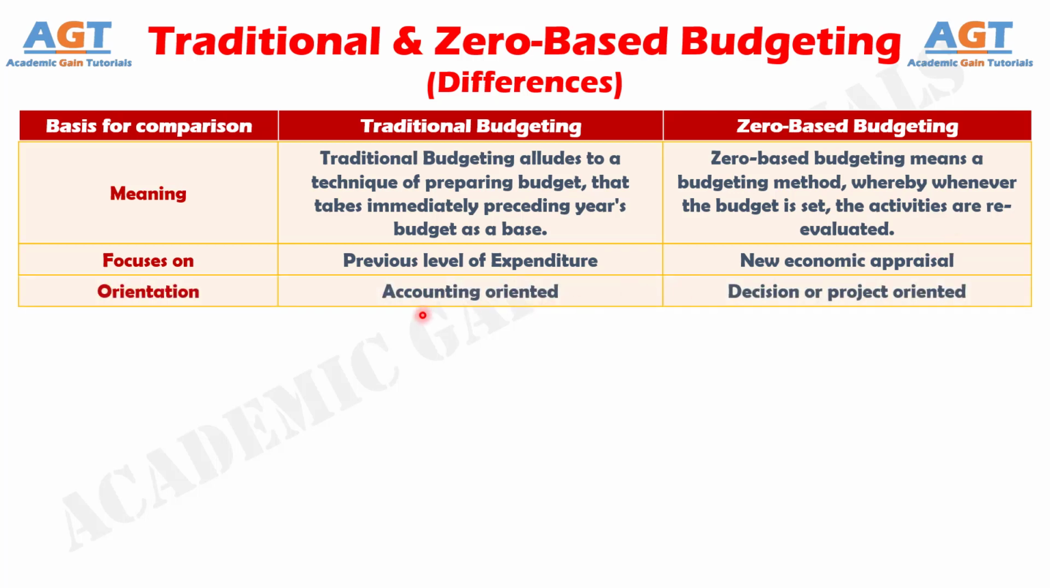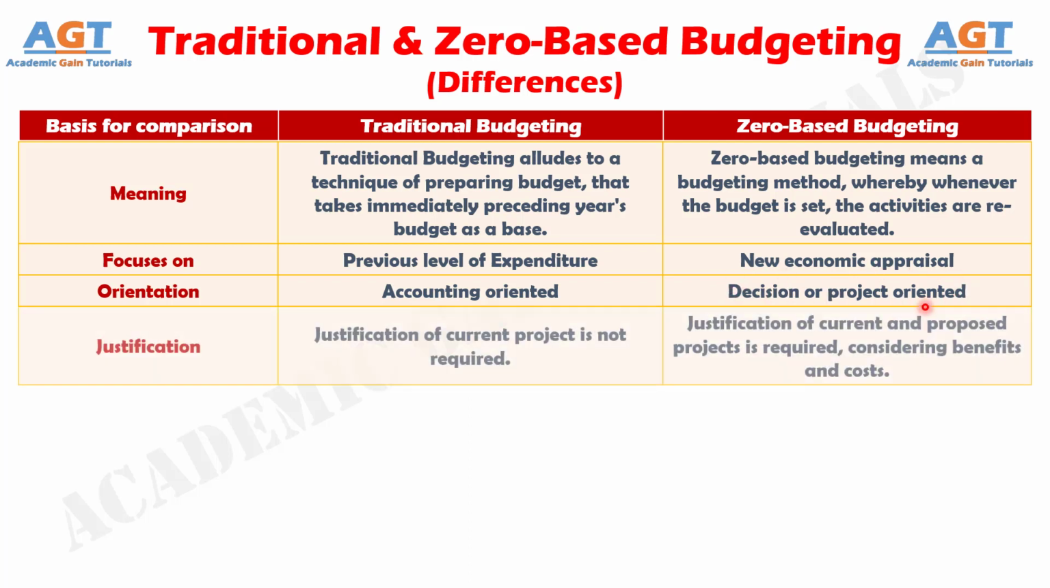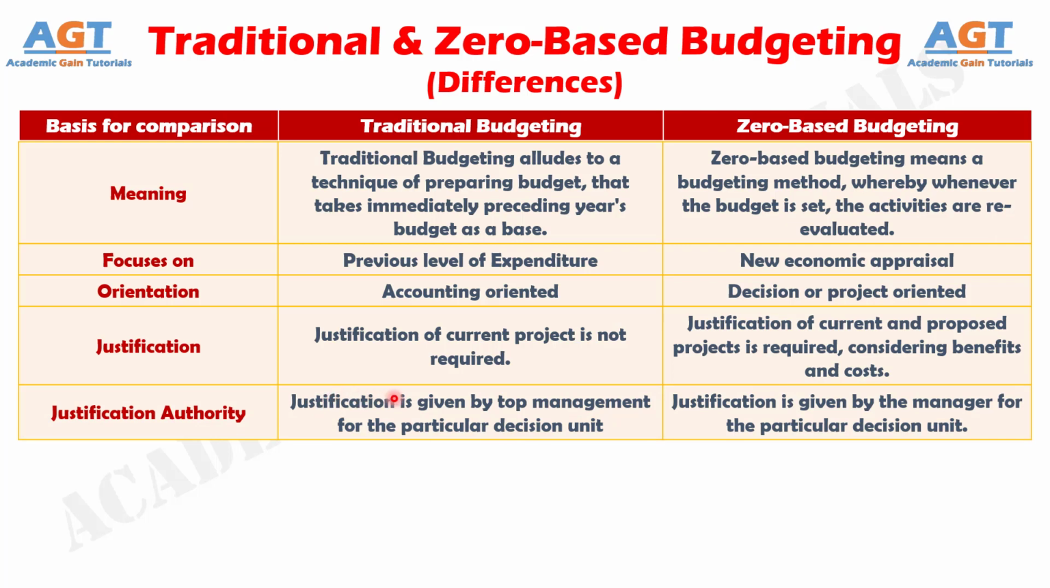Number 3. Traditional budgeting is accounting-oriented, as it works on the basic cost accounting principles. As against this, the zero-based budgeting process is decision-oriented. Number 4. In the preparation of the traditional budget, justification of the existing project is not at all required. In contrast, in zero-based budgeting, the justification of the existing and proposed project is required, taking into account the cost and benefit.